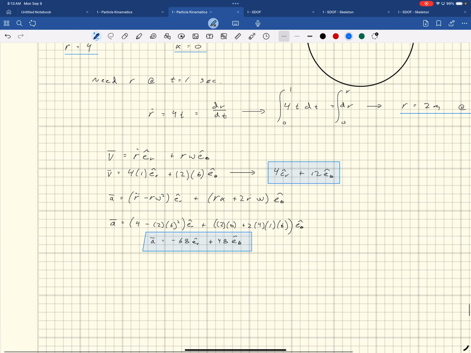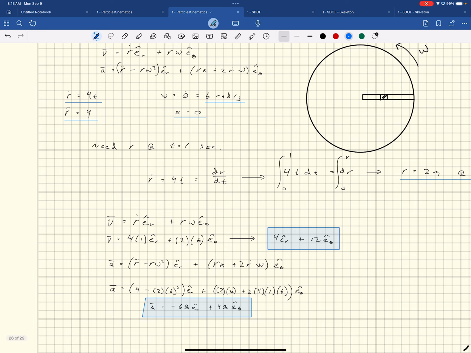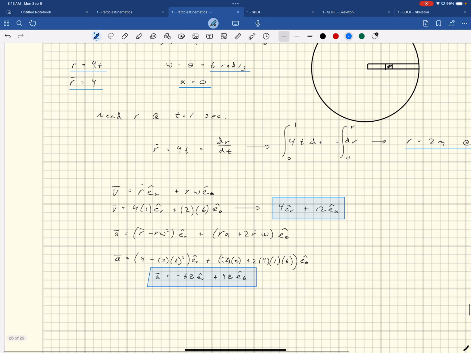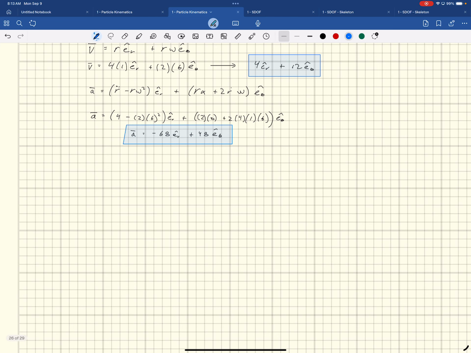That was pretty straightforward, with the exception of a little integral in the middle to determine one of those terms. Cool. Questions? Concerns? Last kinematics topic, okay? And that's going to be relative motion. Give you a second to write that down.